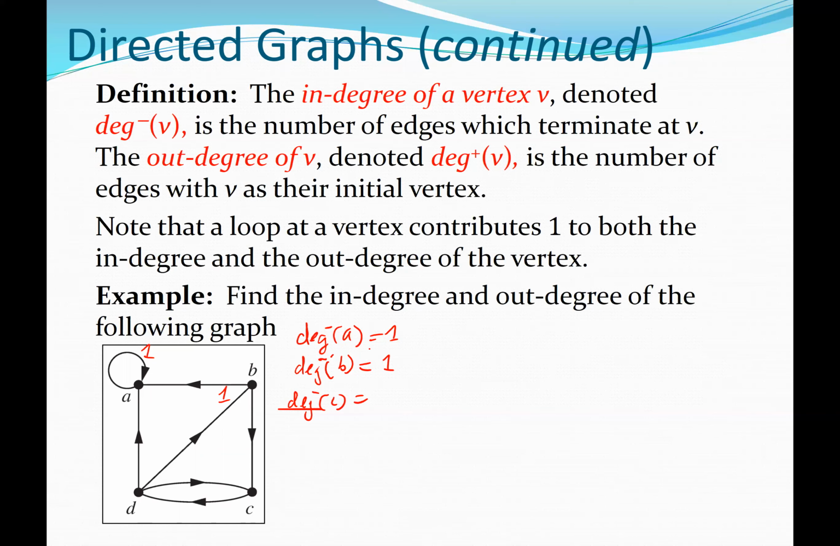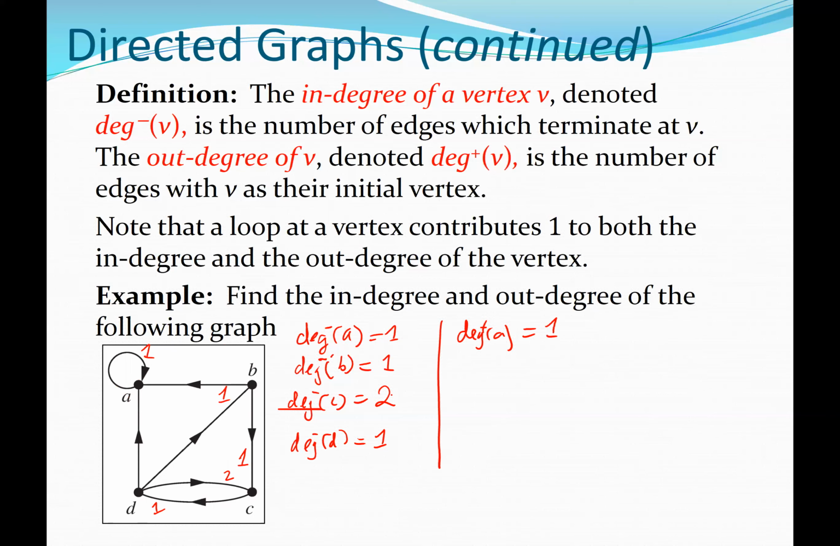And then the in degree of C. Let's see. Yeah, B does come into C, so we have one here, and then D does come to C, so we have two, and that's all we have for the in degree of C. And then the in degree of D, C goes to D, there's one here, and that's it, so we get one. Now the out degree of A. We also have one here for that. So it does go into that, right? So you have one also, and then that's it.